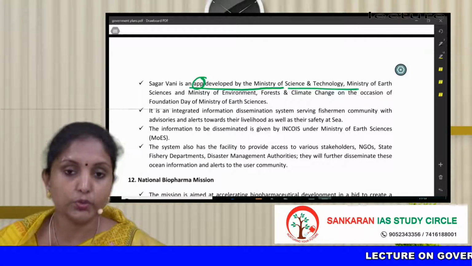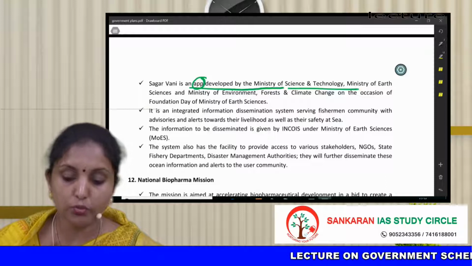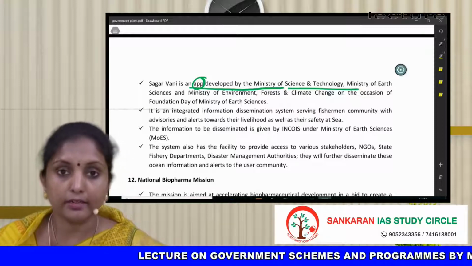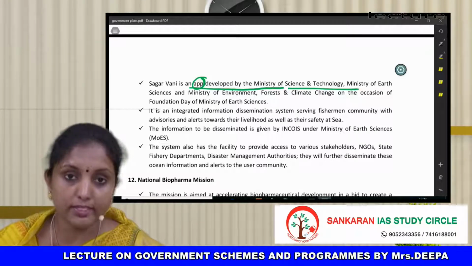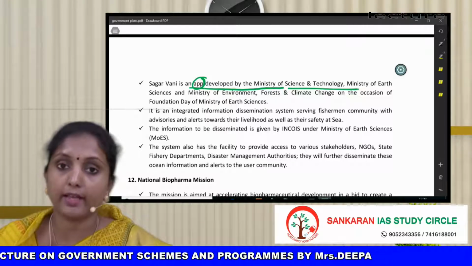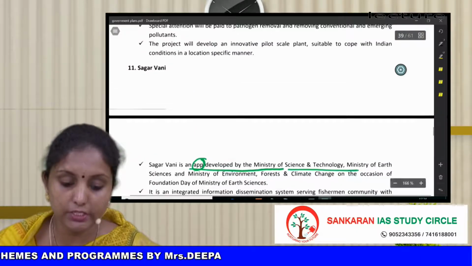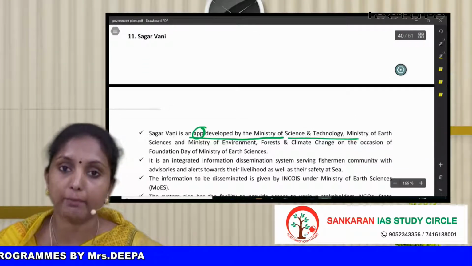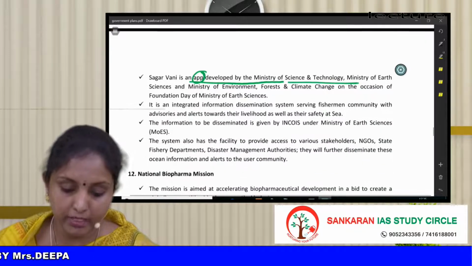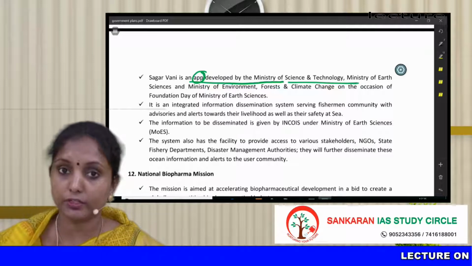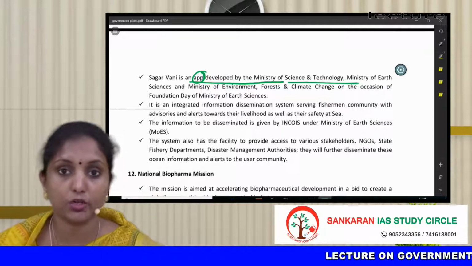Once they go to the sea, they have to have an idea about when the tides increase, what the conditions are, and how far they are safe in the sea. So for that kind of thing, the Science and Technology Ministry has developed an app called Sagarvani. Remember very well, Sagarvani comes under the Science and Technology Ministry.